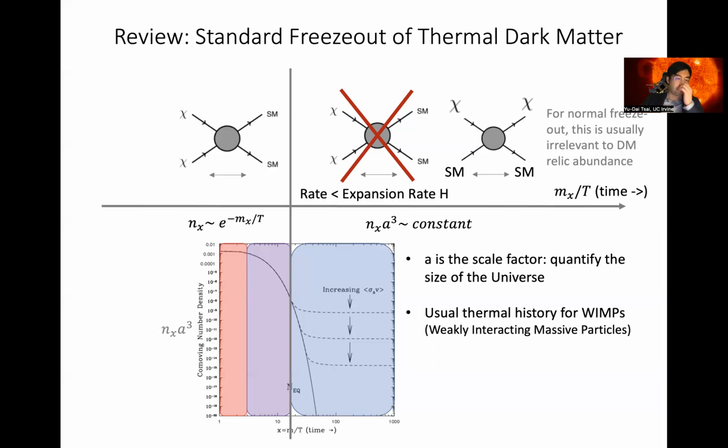So the number of particles inside this box is described by a to the 3, where a is the size of the universe, roughly speaking. Actually, a is a scale factor that quantifies the size of the universe. This n chi times a to the 3rd will be a constant after the freezeout. So this is the usual thermal history for WIMPs, which stands for weakly interacting massive particles.